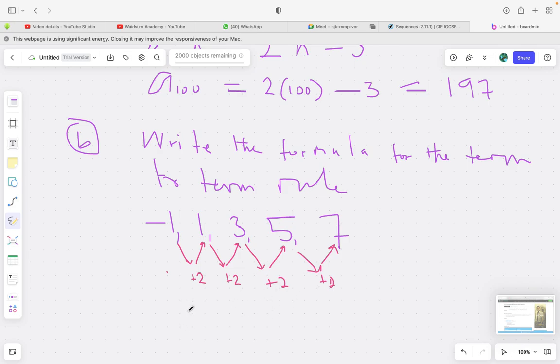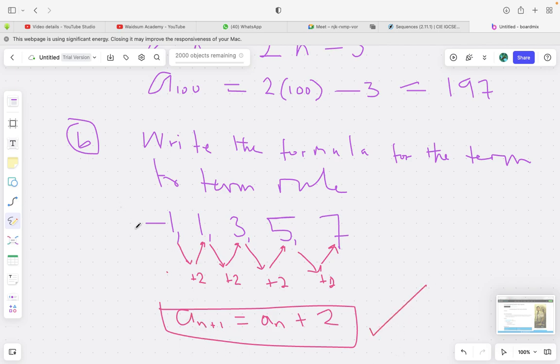So you just say a_(n+1), if you find the term to term rule. That means to get the next term, you will say this will be equal to what? a_n, whatever you get as a_n, whatever the term is. Maybe if it's the first term, it becomes a1 plus the common difference, plus 2. Okay, so this is how we generate the formula for the term to term rule.